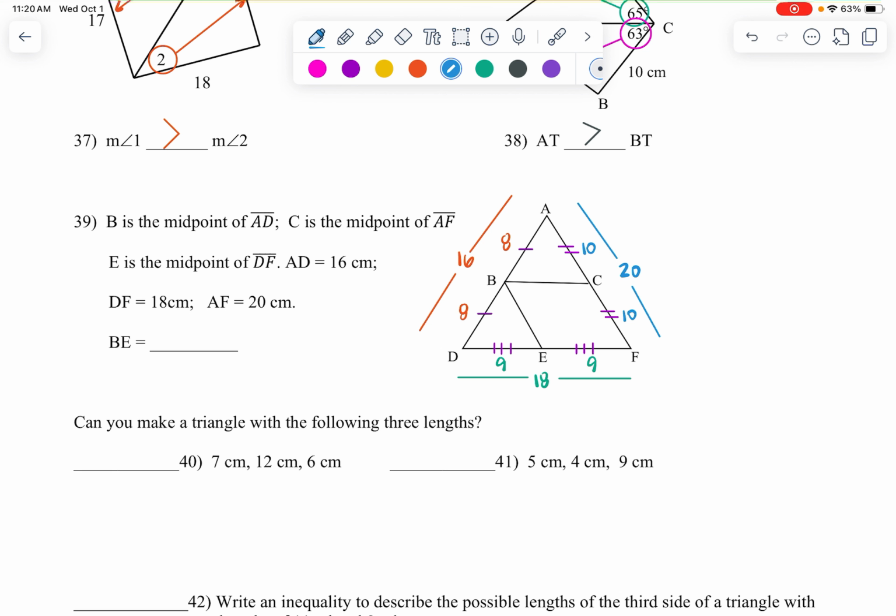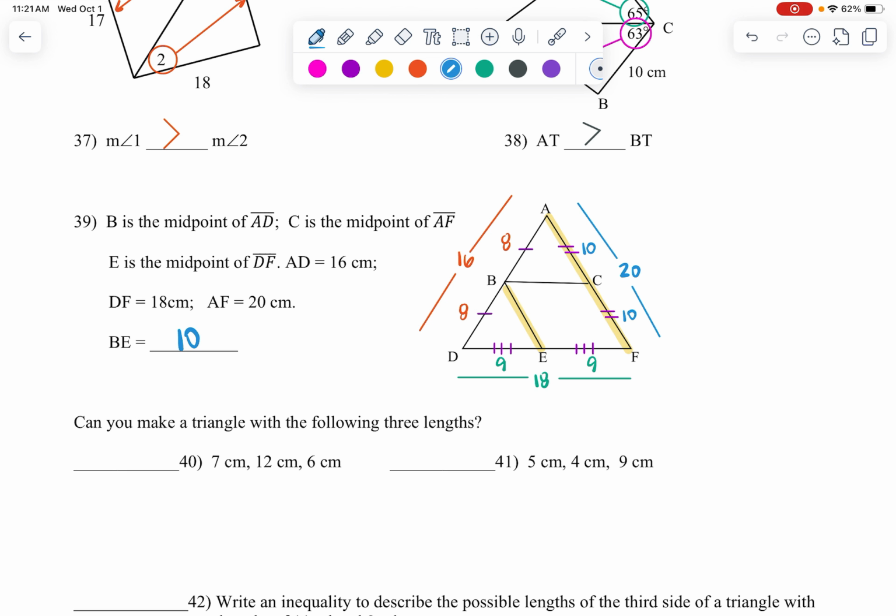Oh my gosh, all that stuff. All they wanted us to find out was BE. BE is a midsegment, and that means it is not only parallel to AF, but it's also half of AF's measurement. AF was 20, so BE is 10. Oops, let me not write in highlighter there. Oh my goodness, all that work for that one little tiny question.